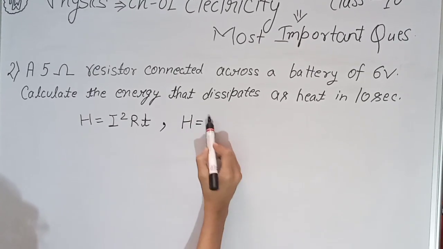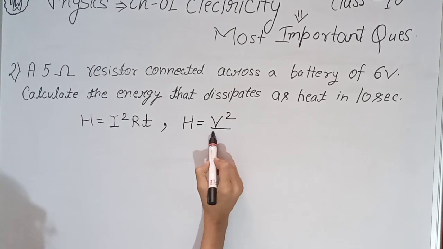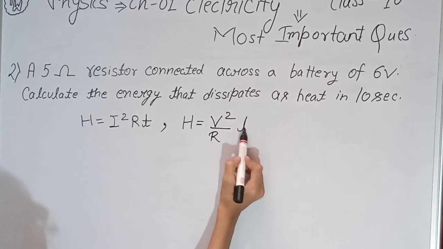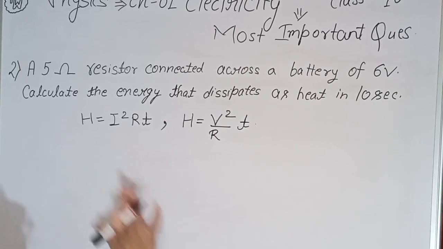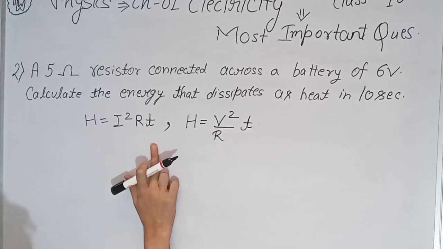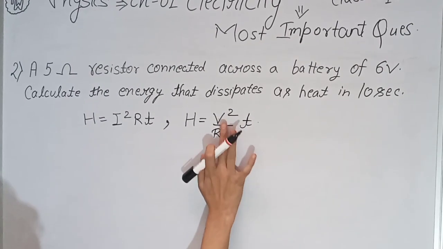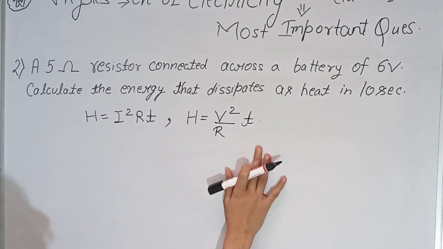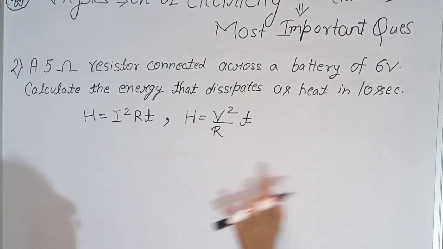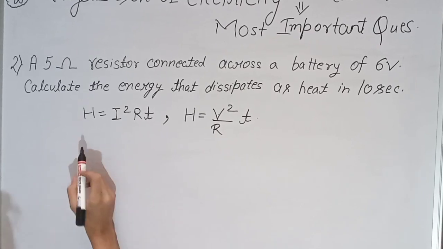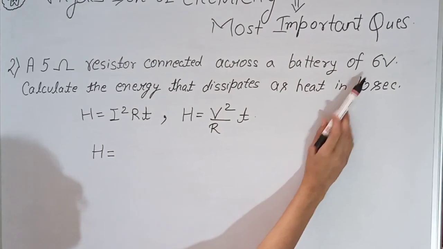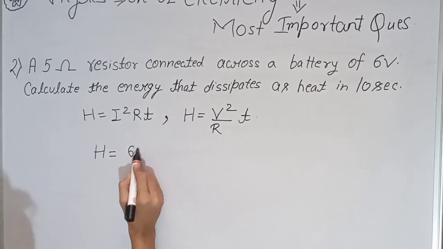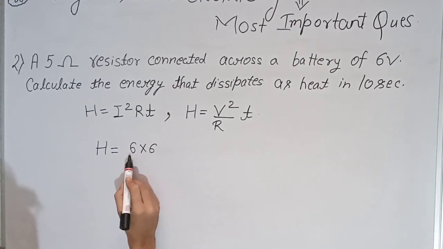Okay, so here you have to apply the formula of heat that you have studied in chapter electricity. There are two formulas of heat. H equals I square RT and H equals V square upon R into T. When current is given, you have to apply the formula I square RT, and when voltage is given, you have to apply the formula H equals V square T upon capital R.